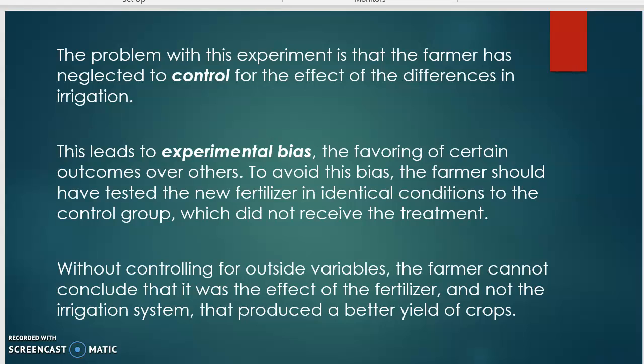See, the problem with this experiment is the farmer has neglected to control for the effect of the differences in irrigation. She can do that by doing what's called blocking, and we'll look at that later. This leads to experimental bias, the favoring of certain outcomes over others. Whichever treatment she's giving to the field that has a proper irrigation is going to do better. To avoid this bias, the farmer should have tested the new fertilizer in identical conditions to the control group, which did not receive the treatment. Without controlling for outside variables, the farmer could not conclude that it was the effect of the fertilizer and not the irrigation system that produced a better yield of crops.